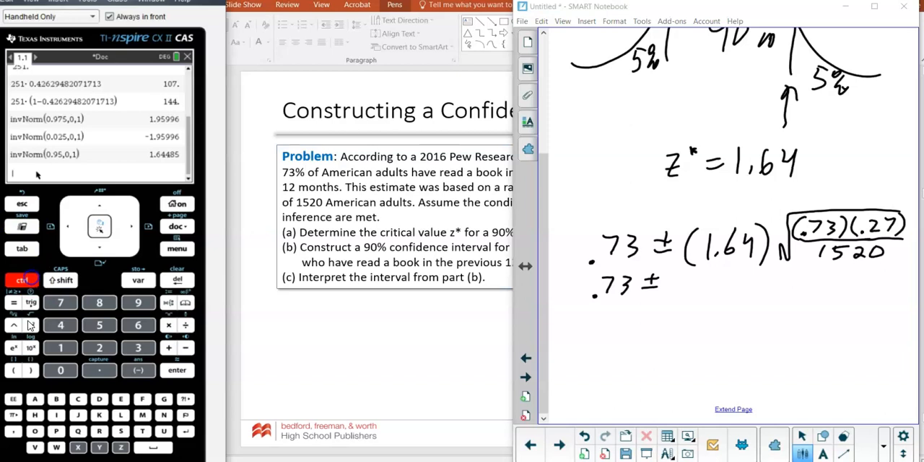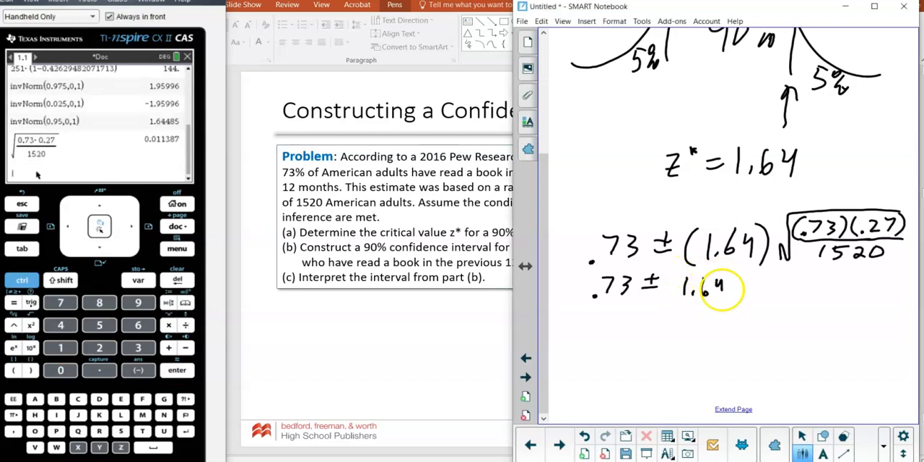So I'm going to do square root, control divide to get the fraction, and that'd be 0.73 times 0.27 all over 1520. So standard deviation is that, so 1.64 times 0.011. Oftentimes I'll round that one to maybe 3 or 4 digits, and then I'll use the exact number in my calculator. So over here, I really want to multiply those right two numbers.